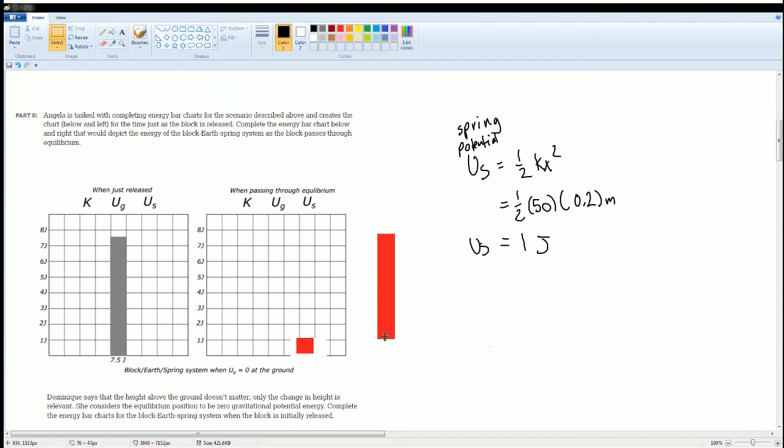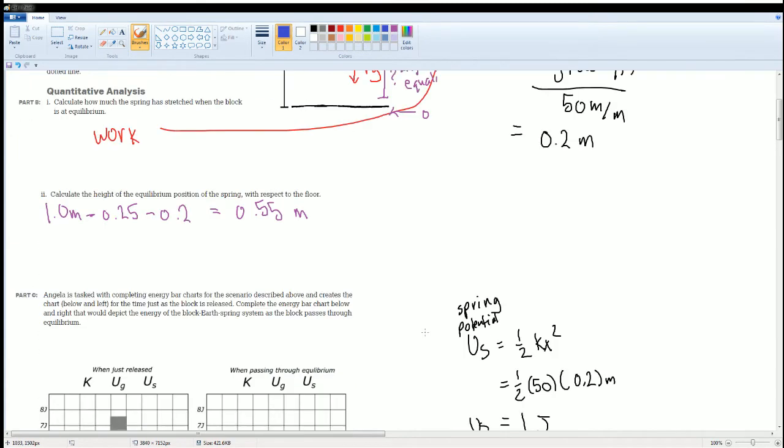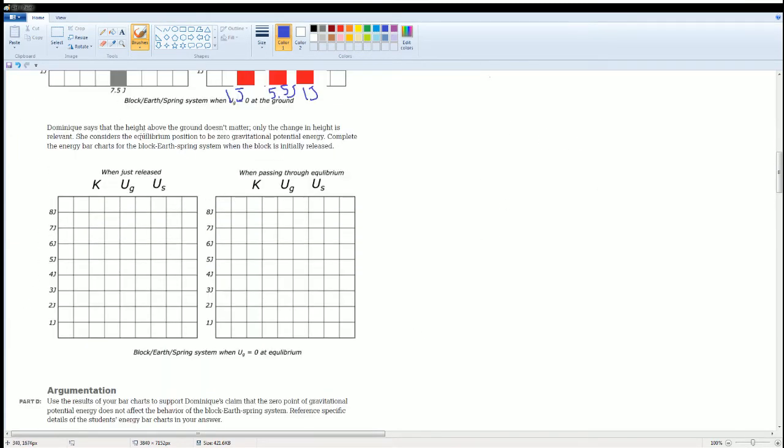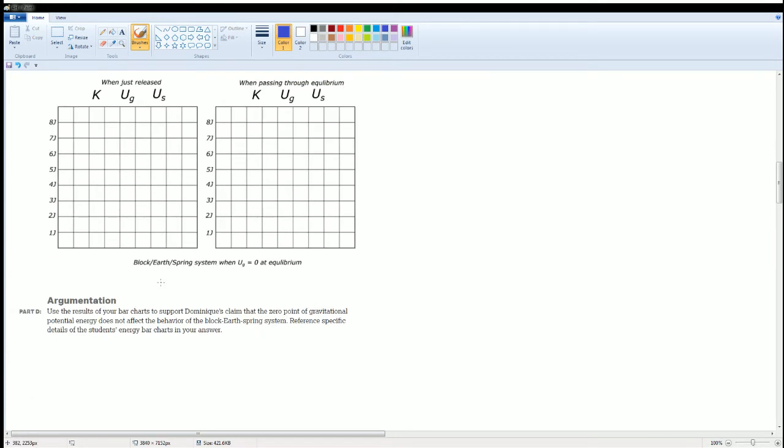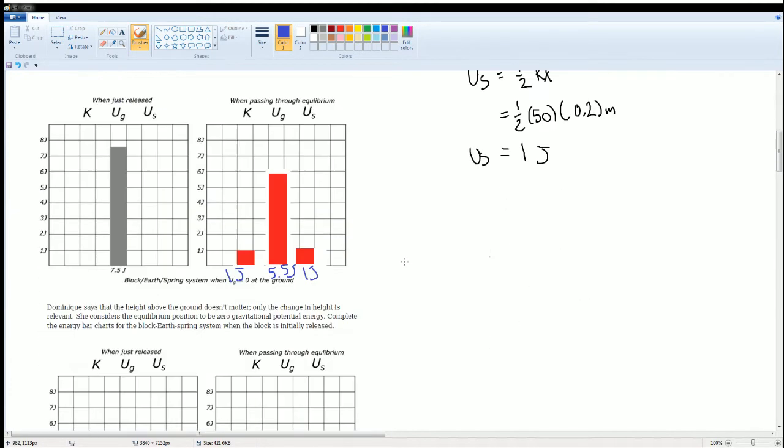Then you have 1 joule of kinetic energy, and the rest should go in the gravitational potential. If you would like to label this, it should look like 1 joule for the kinetic, 1 joule for the spring potential, leaving you with 5.5 joules for the gravitational potential. Now, Dominique says that the height above the ground doesn't matter, only the change in the energy. So in her calculation, she has 2 joules of energy.